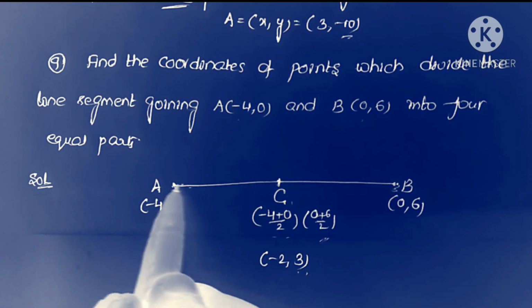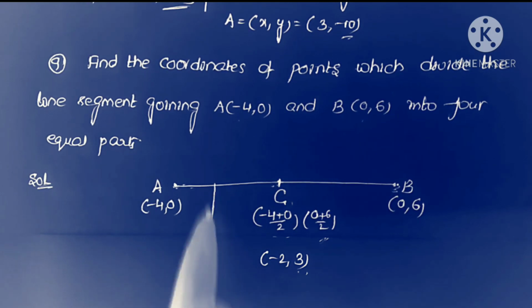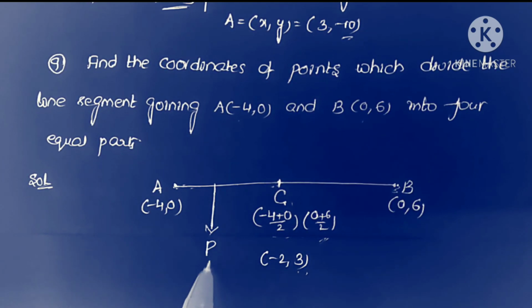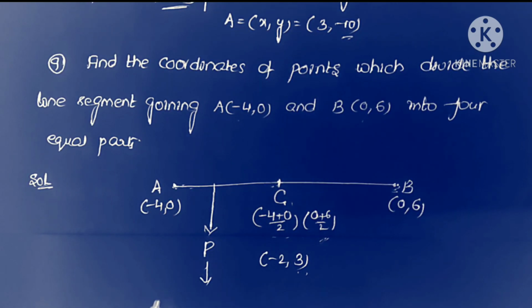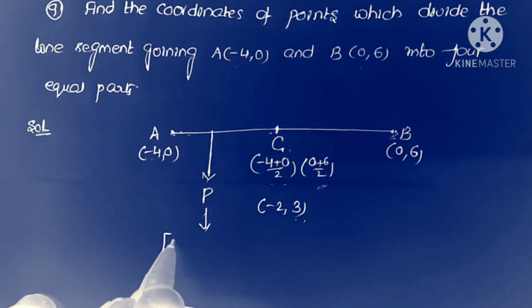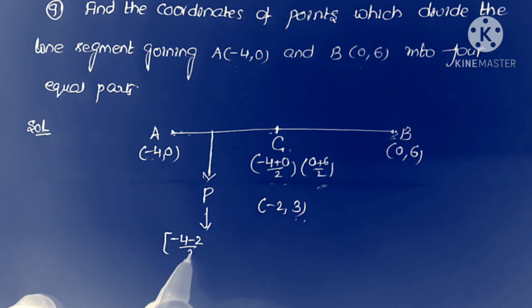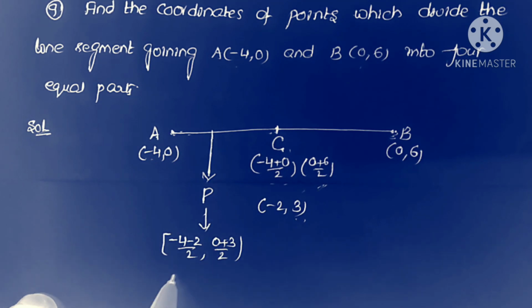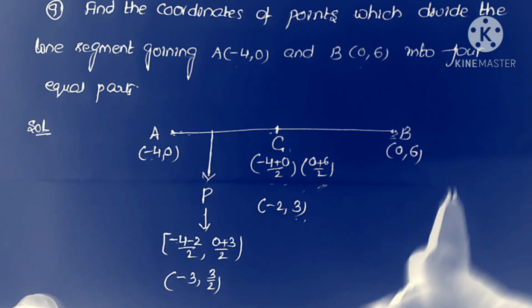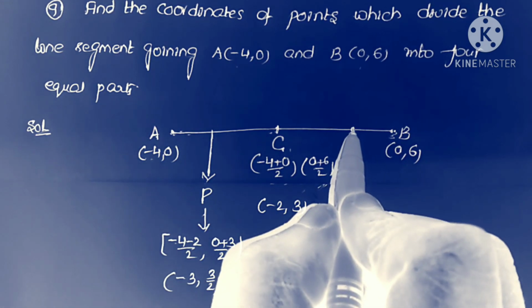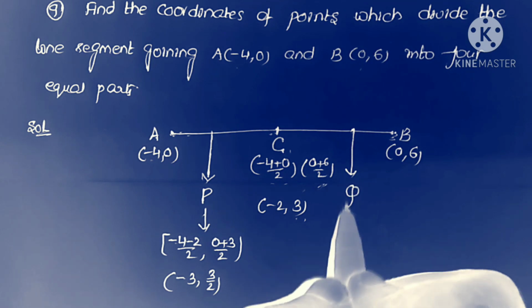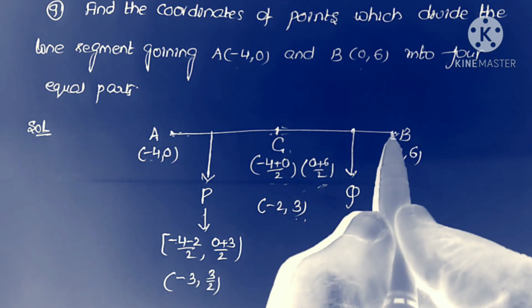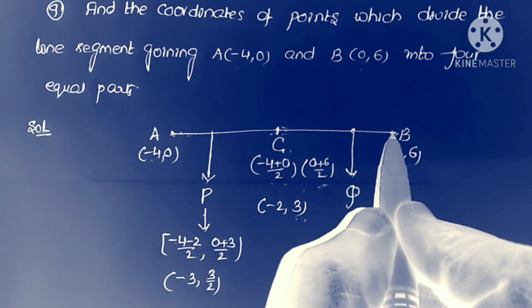Again we take the midpoint of these two. So this is P. Here P is the midpoint of AC. That is (x1 plus x2)/2, (minus 4 minus 2)/2, (y1 plus y2)/2, (0 plus 3)/2. What are the values here? Minus 6 by 2, minus 3 comma 3 by 2. And again I take one point here, Q. This is the midpoint of BC. That is, Q divides this line into 2 equal parts.